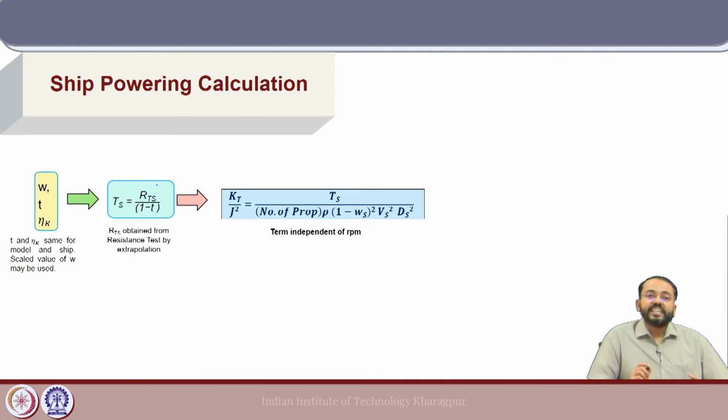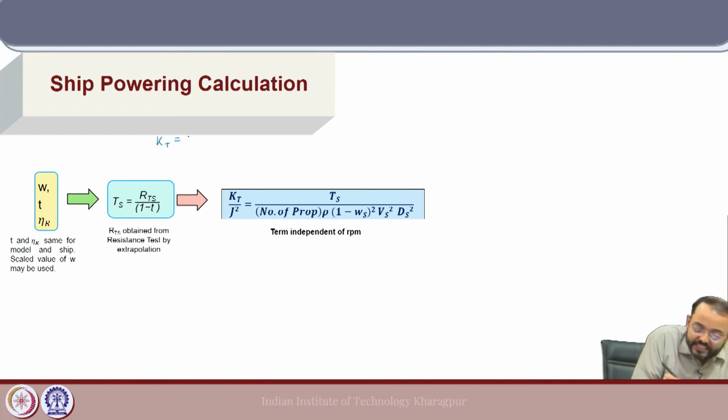Now, the next step is to estimate this factor Kt by J square in the full scale, which is a very important step for the powering performance estimation. Why? Because we do not yet know the RPM of the propeller in the full scale. So, in order to enter into the open water diagram, we have to use a factor or an expression which is devoid of RPM.